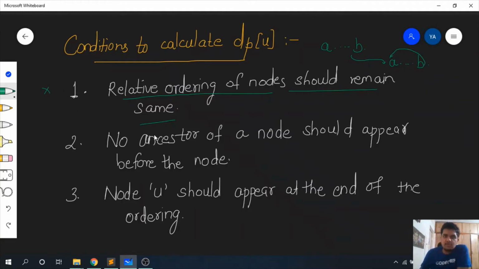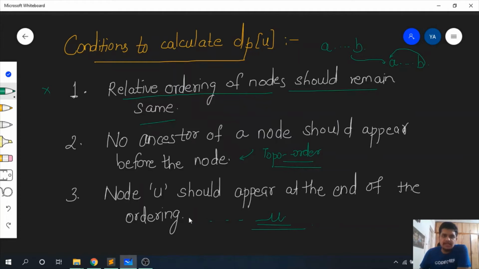So let us move on to the second condition, that no ancestor of a node should appear before the node. And this is a pretty obvious condition because this is the definition of a topological ordering. So this should be followed. And lastly, the node U should appear at the end of the ordering. And this is also obvious because it is the root of the tree, so it should obviously occur at the end of the topological ordering.